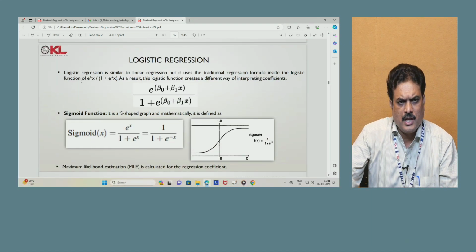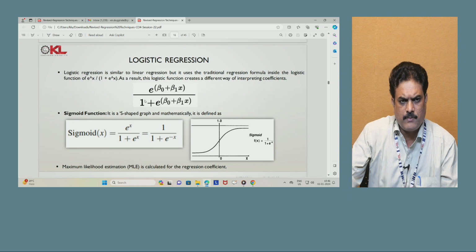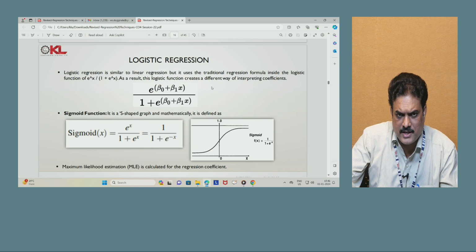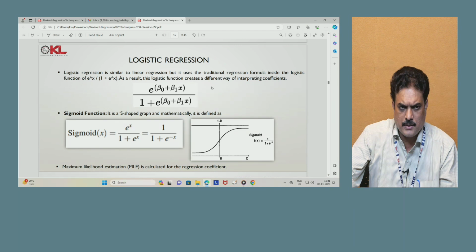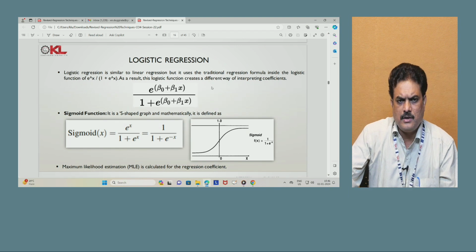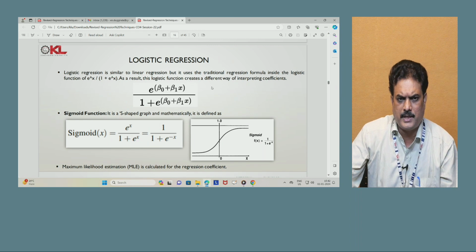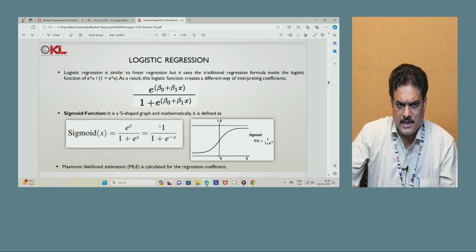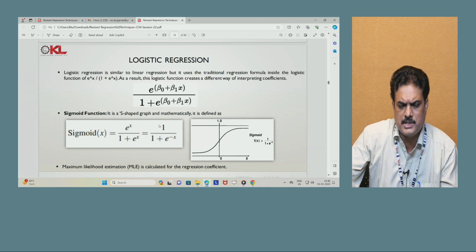Now the logistic regression. Logistic regression is similar to linear regression, but it uses the traditional regression formula inside the logistic function, e^x divided by 1 plus e^x. As a result, this logistic function creates a different way of interpreting coefficients. Here the logistic function is e^(beta naught plus beta 1 x) divided by 1 plus e^(beta naught plus beta 1 x). The sigmoid function is an S-shaped graph, and mathematically it is defined as sigmoid of x equals e^x divided by 1 plus e^x, which equals 1 divided by 1 plus e^(-x).